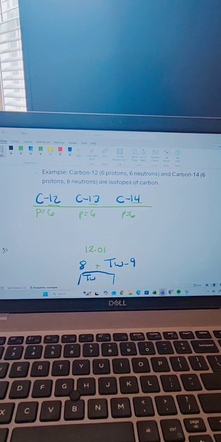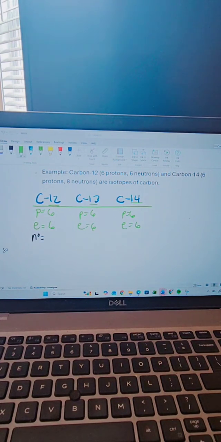But how they're going to differ are the neutrons, because of the mass number. So I'm going to also put down the electrons. The electrons is again 6. Now, here's where it changes: my neutrons.